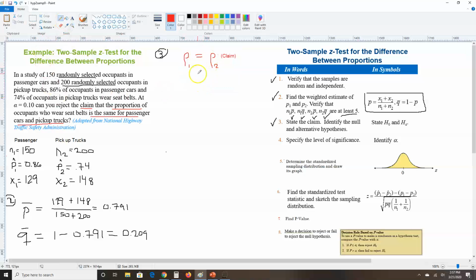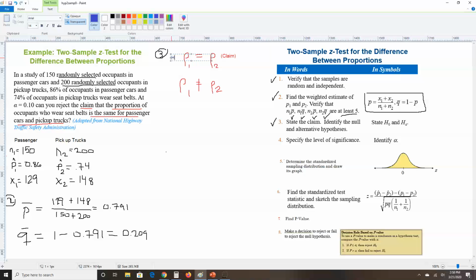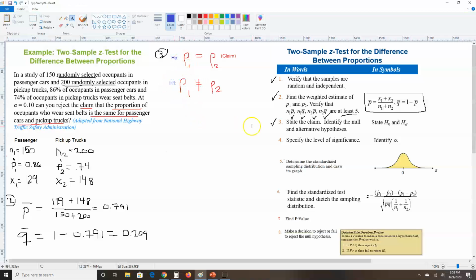Okay, every claim has a counterclaim. So what is the opposite of being equal? That P1 is not equal to P2. Okay, remember that the claims, you need to label it as H0 and HA. The one with H0, the one with the equal sign is labeled H0. The one without the equal sign is labeled H1 or HA. And I did step number 3.